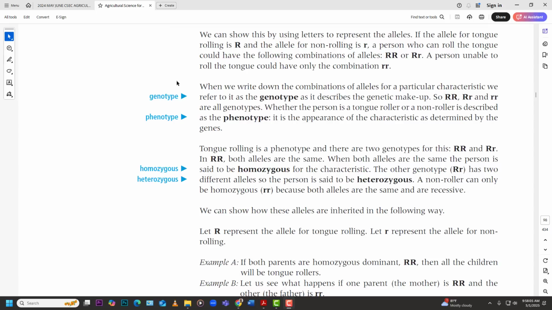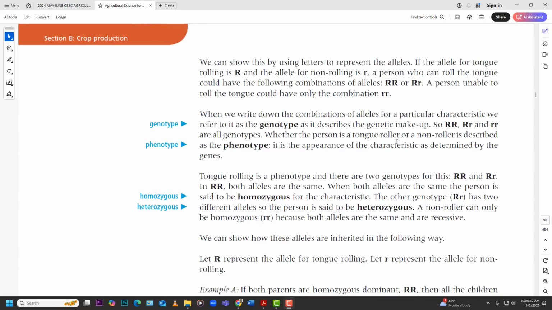So jumping back to our book, we have genotype and phenotype. When we write down the combinations of alleles for a particular characteristic, we refer to it as the genotype, as it describes the genetic makeup of the particular organism. So the book uses big R, and here we just focus on the T. So when you see R, you put T. So big R, big R, small r, and in this case, big T, big T, small t, small t. So just so we see it highlighted here in the book.